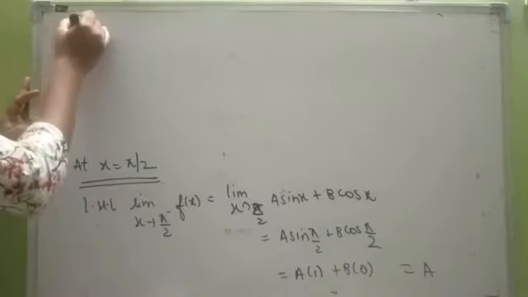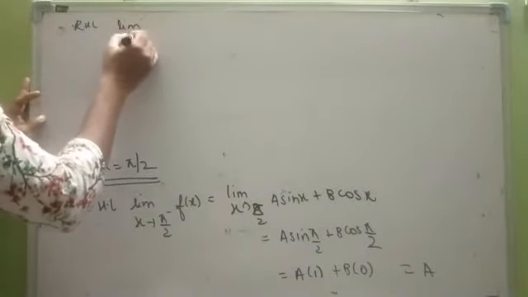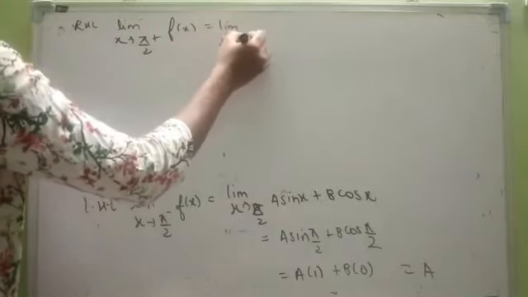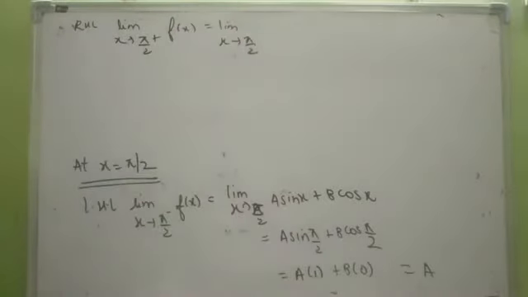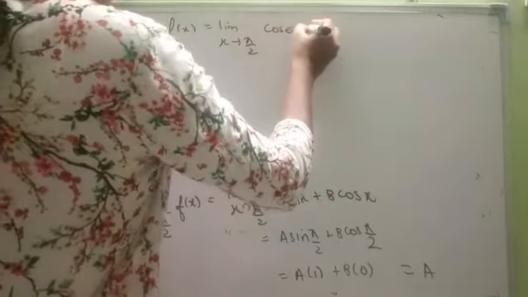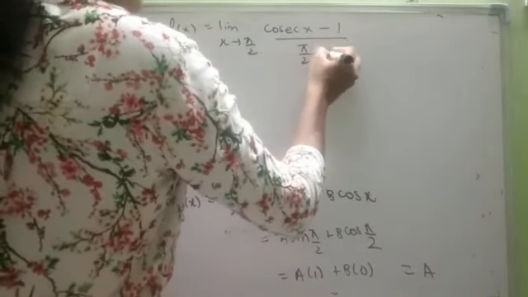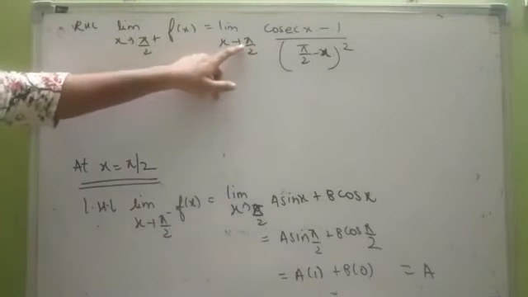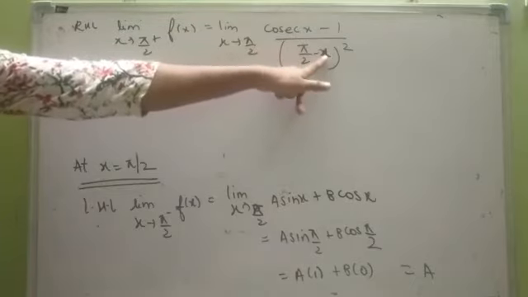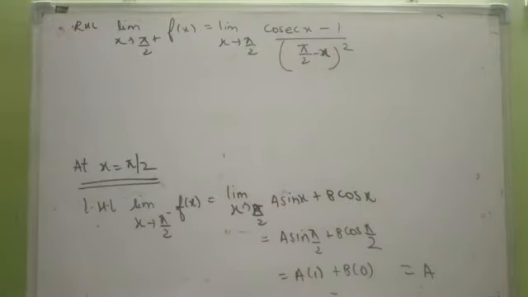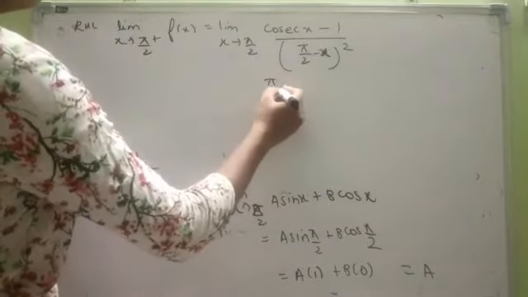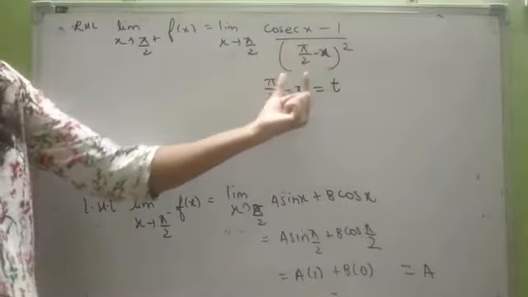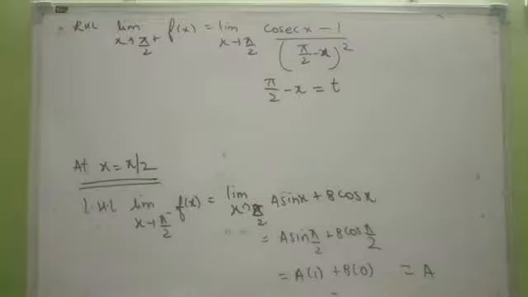Now right hand limit. That is cosec of x to the power of 1 upon pi by 2 minus x squared. Okay. So we have to solve this limit now. If you directly put pi by 2, pi by 2 minus pi by 2 will give you 0. So it is not possible for direct substitution. We'll go for substitution method. That will be whatever is inside the bracket, not the power. So let pi by 2 minus x be equal to t.